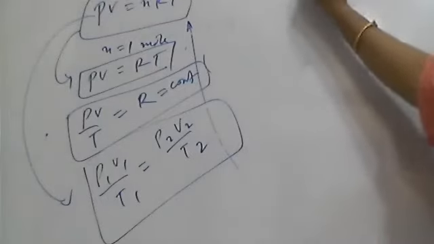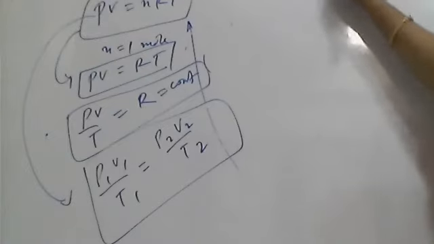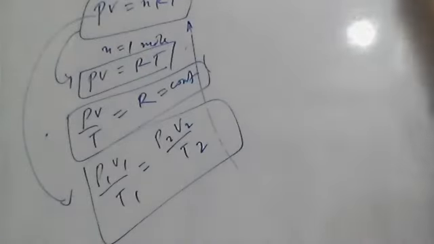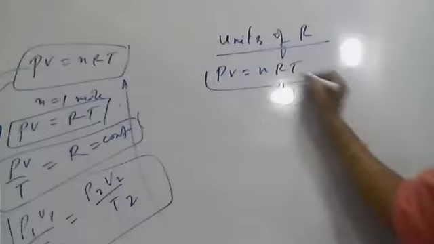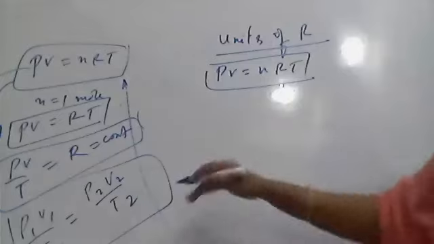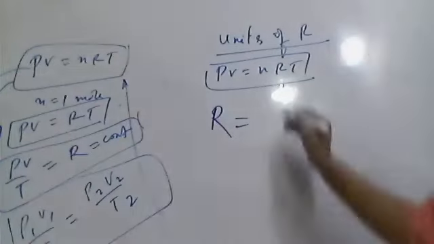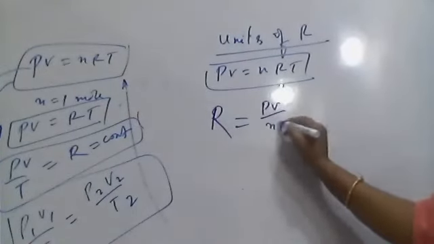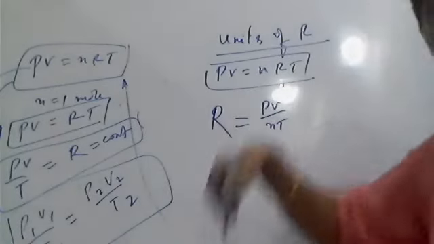Units of R. So the formula is PV is equal to nRT. Now let's talk about R. So bring everything equal to R. So R is equal to PV by nT. So units of R will be equal to units of PV by units of nT.